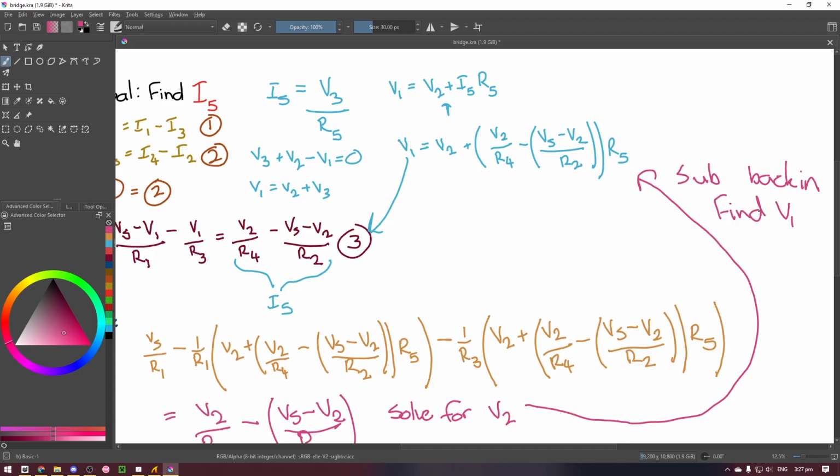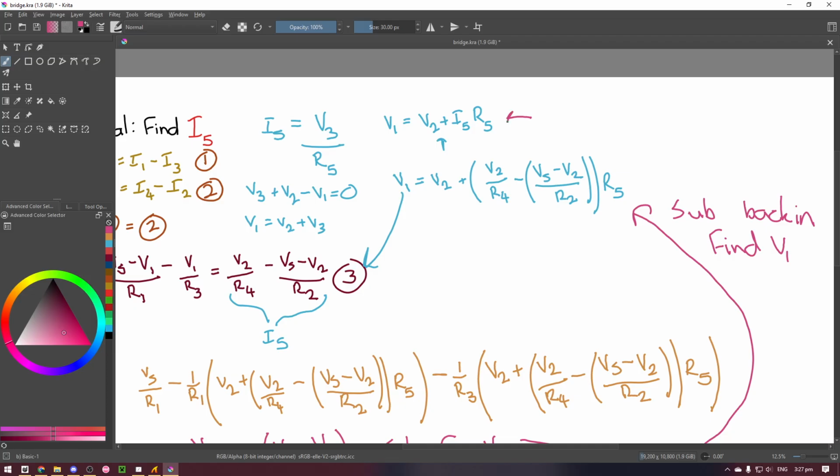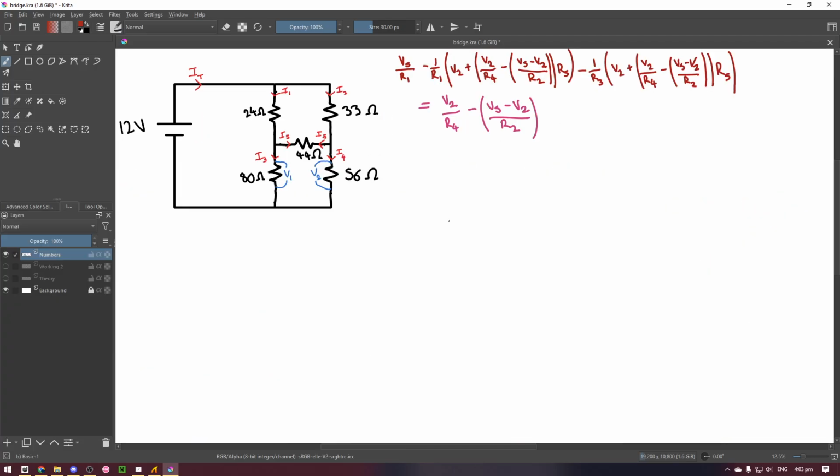And then once you have V1 and V2, you can go back to here to find I5. Now, let's look at an actual example with numbers. All right, here's a circuit with some numbers. We have 12 volts from the source. R1 is 24 ohms. R2 is 33. R3 is 80 ohms. R4 is 56. And R5 is 44 ohms.